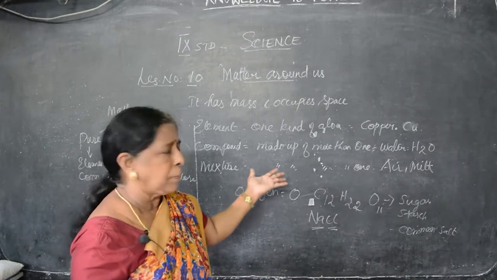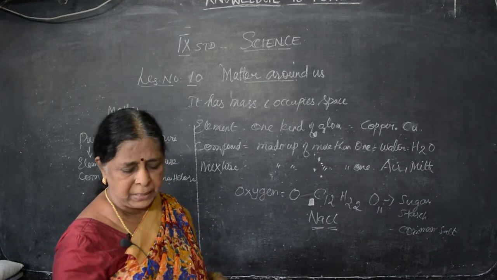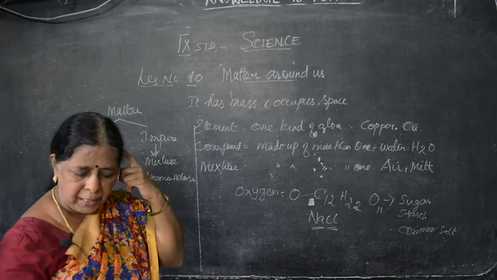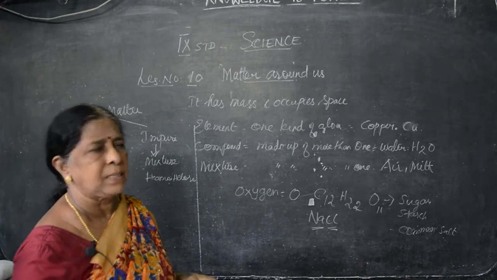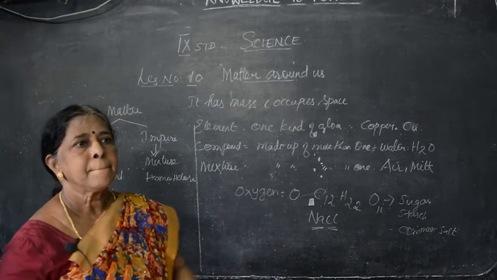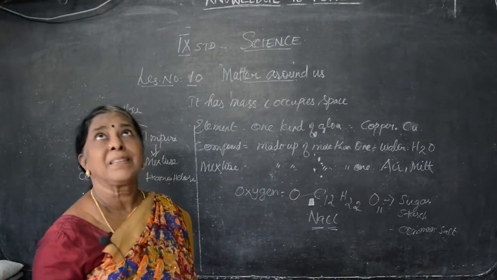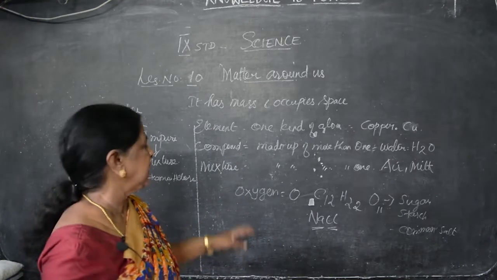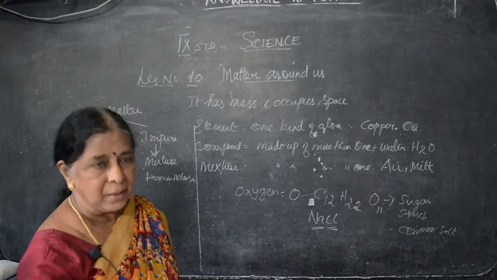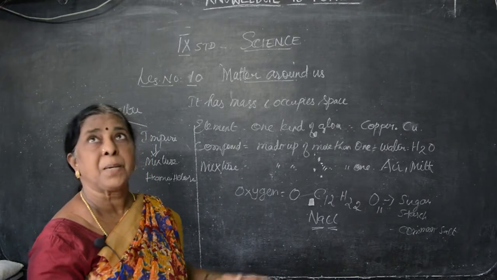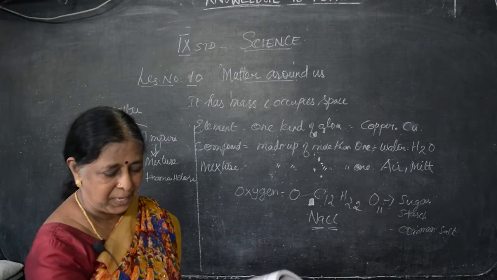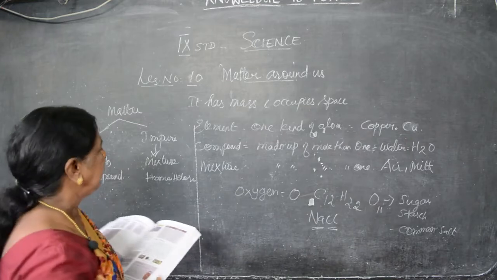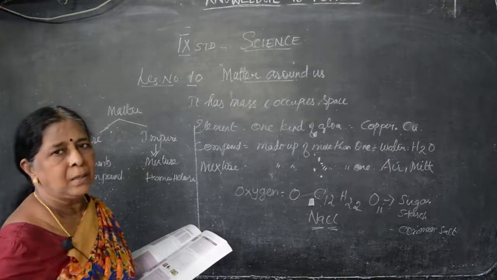It also contains two or more atoms combined together in any form. For example, what I said: juice, sugar, lemonade, carbon dioxide, water vapor. This and all are examples of mixture. Clear? Ice cream, common salt, everything is an example. So what are the examples for the mixture I gave? Lemon juice, sugar and water.